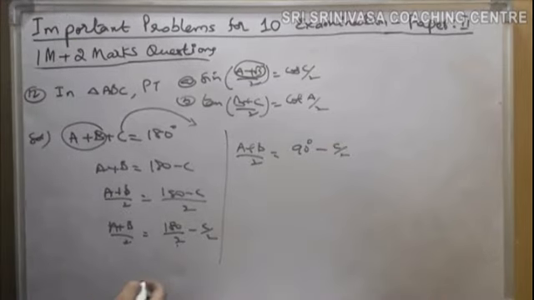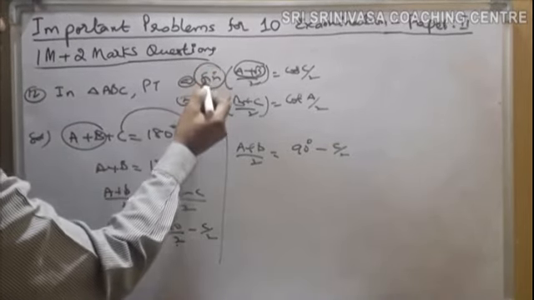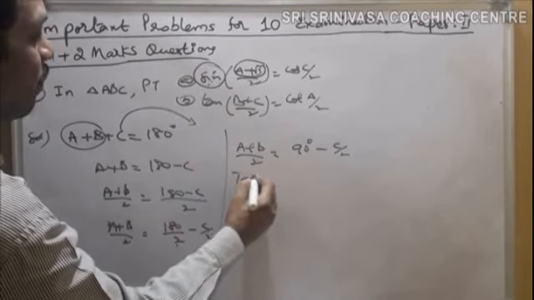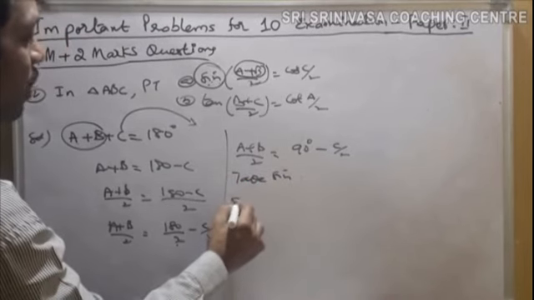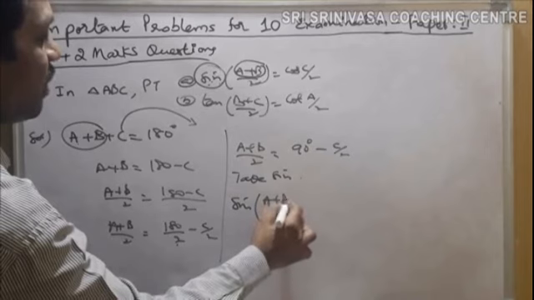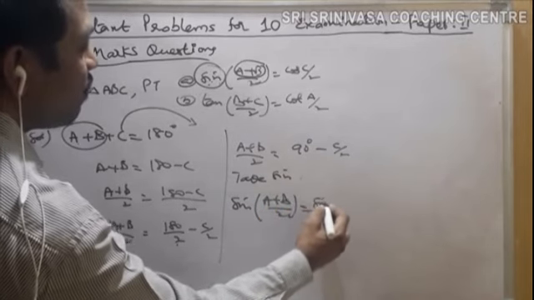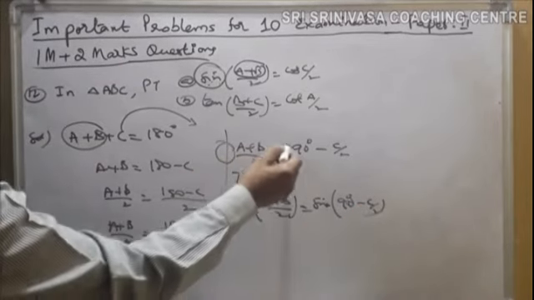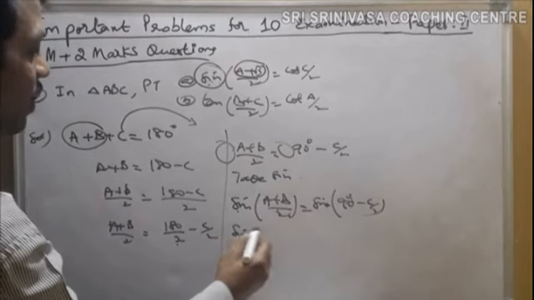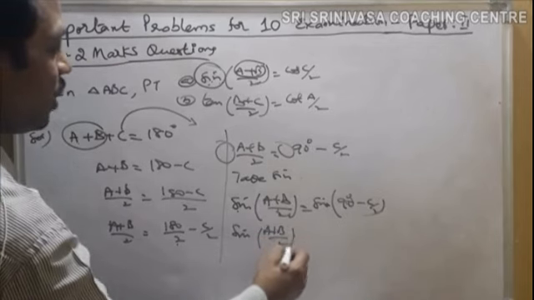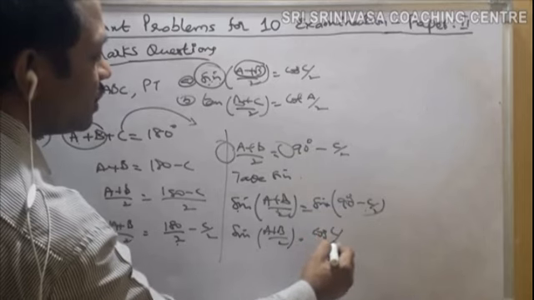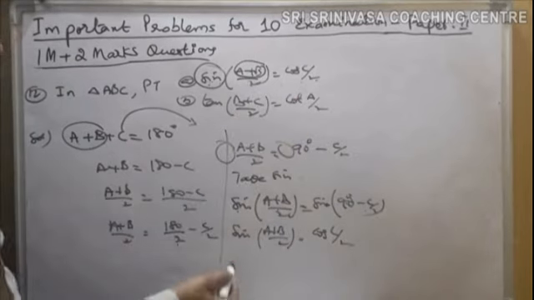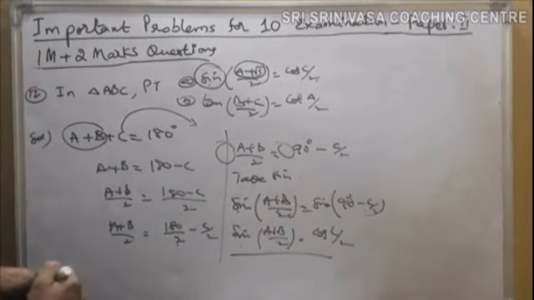Now in the first question the LHS contains sin theta. That trigonometric ratio in the first question is the sin value. So let us take sin on both sides. So sin of (A plus B) by 2 equal to sin of (90 minus C by 2). So what I am doing, I am taking sin this side as well as this side. So sin of (A plus B) by 2 equal to sin (90 minus theta), which is cos C by 2. So we got sin of (A plus B) by 2 equal to cos C by 2.